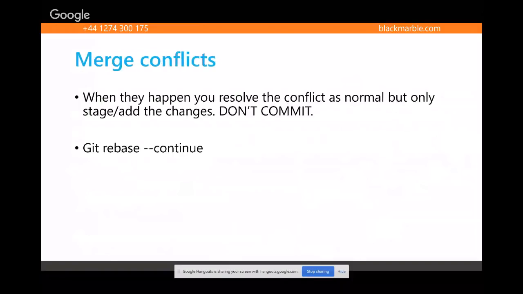Merge conflicts do still happen, but you resolve them the same way as normal: you add the changes or stage them, and then don't commit the changes. You just do git rebase --continue, as I will show you in a minute.